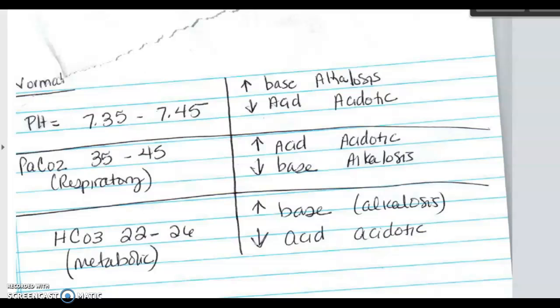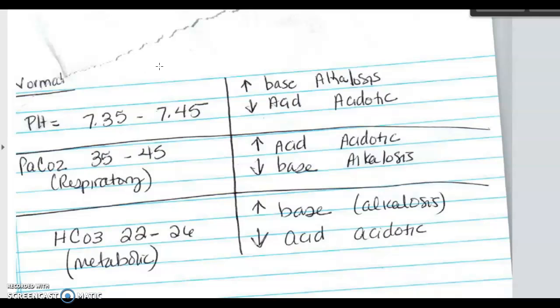So first, we're going to start out on the left-hand column and talk about our normals. Everything that's normal is listed here on the left-hand side. You'll be given values and asked to interpret whether they're metabolic acidosis, metabolic alkalosis, respiratory acidosis, or respiratory alkalosis. We're not going to get into the compensation part at this time. We're just strictly going to talk about which condition they are in.